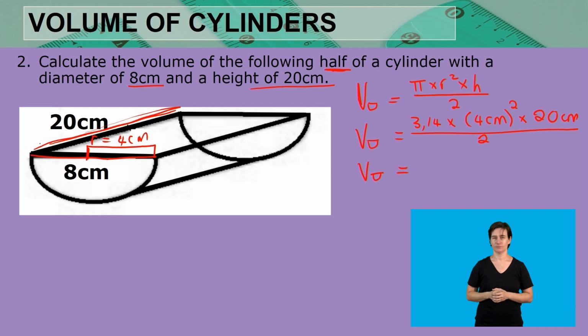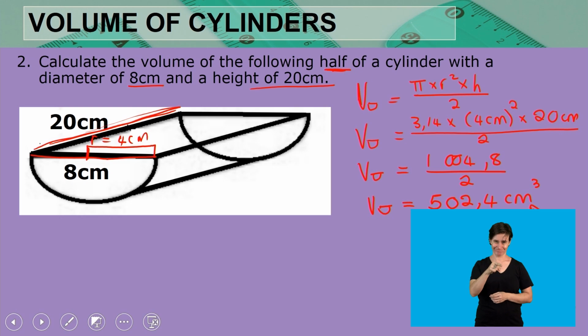So what is 3,14 multiplied by 4 centimeters squared multiplied by 20? That is going to be 1,004,8. And of course, when we divide that by 2, that is going to give us a volume of 502,4 centimeters cubed. And that is going to be the volume of that cylinder, that half cylinder rather.